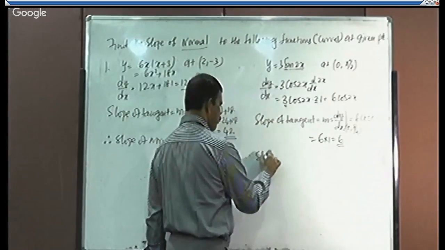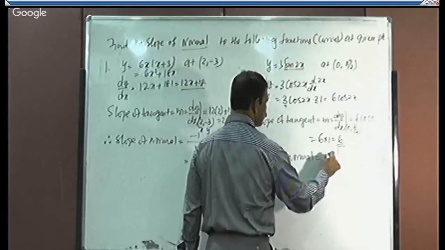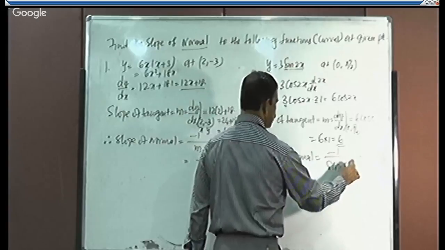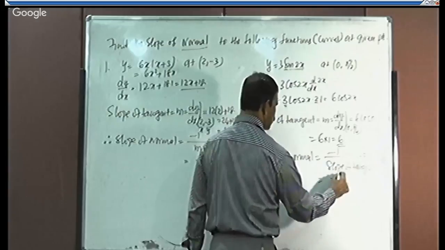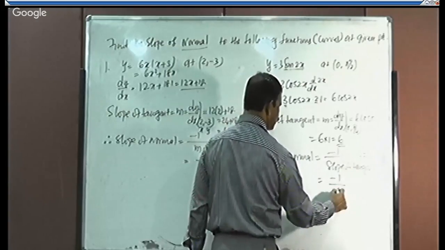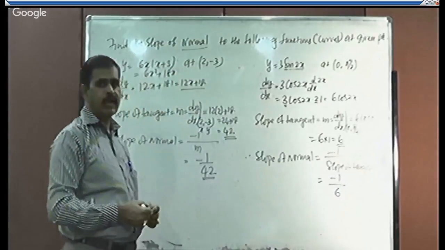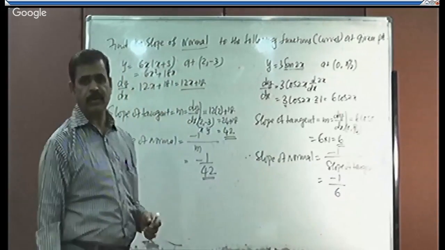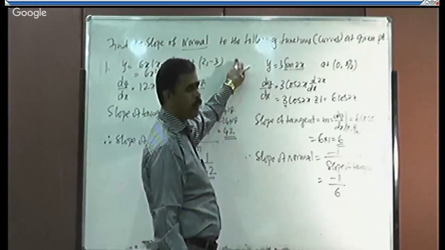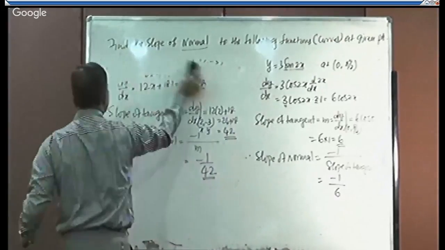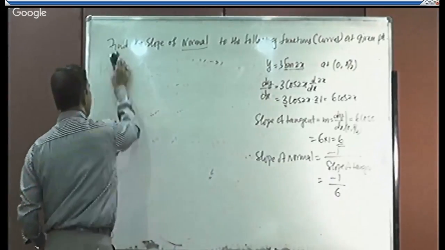Therefore, slope of normal will be what? Minus 1 by slope of tangent. Slope of tangent is 6, so minus 1 divided by 6. Slope of normal is equal to minus 1 divided by 6. So this is the way in which we can calculate slope of tangent and slope of normal. Sometimes they may ask you the slope of tangent and slope of normal.